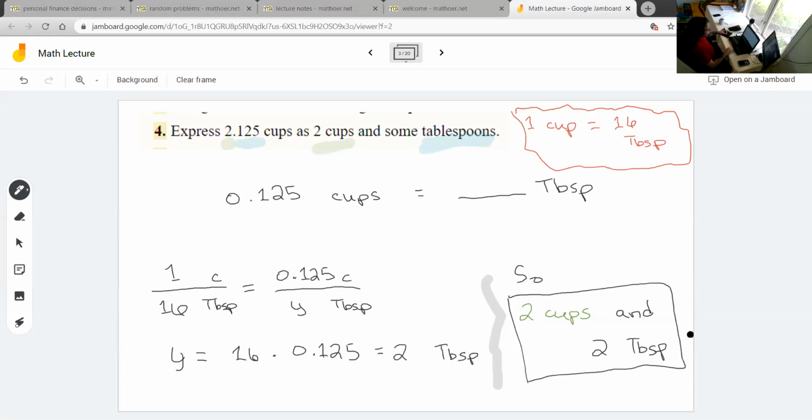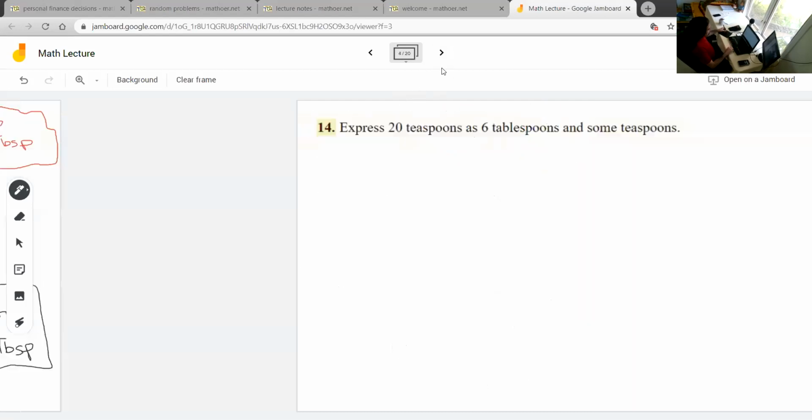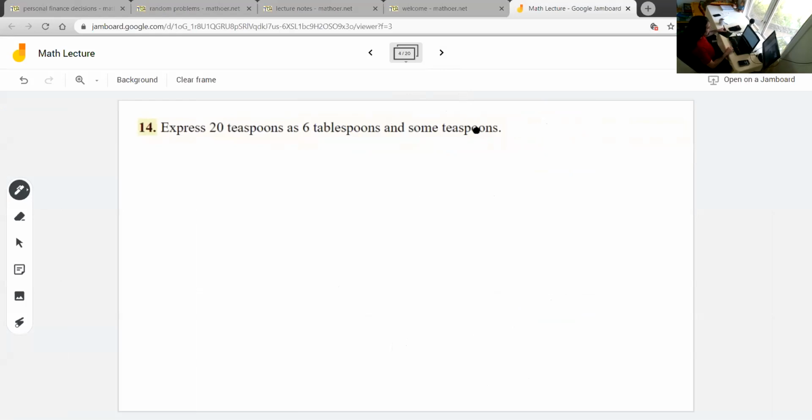Questions about that slide? No? Oh, okay. This one is kind of different. 20 teaspoons is 6 tablespoons and some other amount of teaspoons. So how many teaspoons are in a tablespoon? 3.